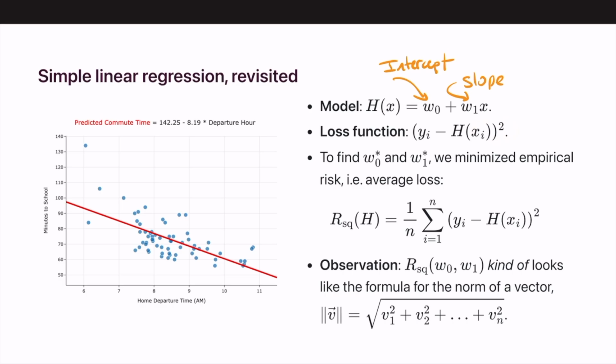And then with that, we can use empirical risk to determine what is the best hypothesis function that we can make in order to make the best predictions. So that enables us to find W naught star and W sub 1 star, so the best intercept and the best slope, and that's due to the nature of empirical risk.